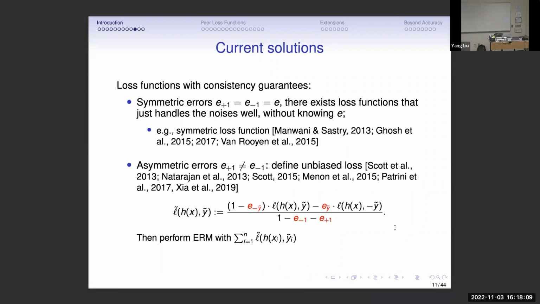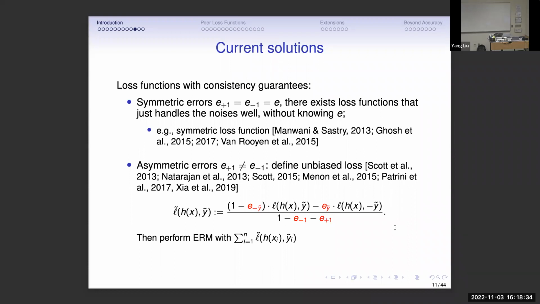And the basic idea is that first, suppose I know the noise rate. Suppose I know E plus and E minus. I can use this knowledge to perform a correction. Okay? So I can try to define an unbiased correction of the loss function such that this L tilde, this newly defined loss, will be an unbiased estimator of the true loss. Okay. This is one example.